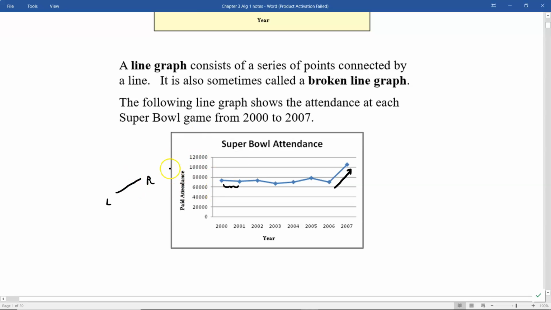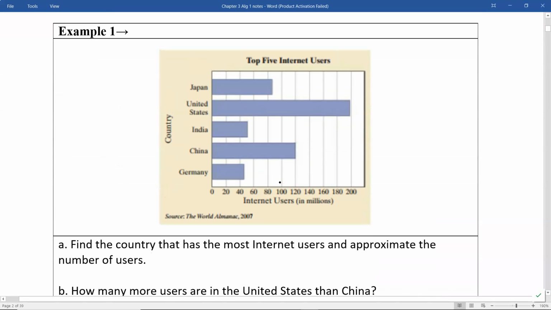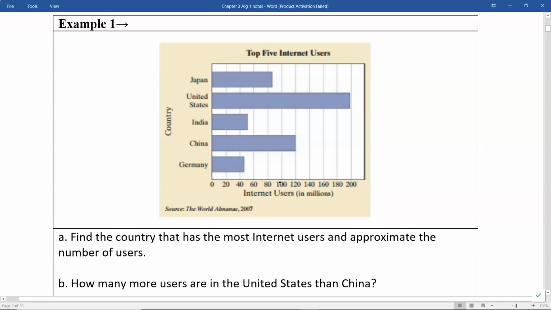And just in the way that we did our estimation with the bar graph, we can do the same thing here. We can eyeball a straight line from whatever point we're trying to measure to the y-axis, this vertical axis right here, and then use that line to guesstimate a total. So that is the line graph and the bar graph. Let's go ahead and jump into an example.